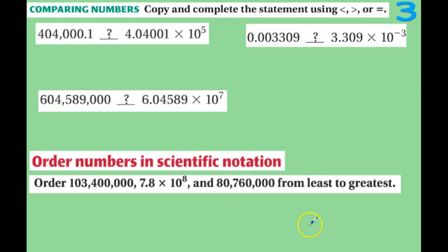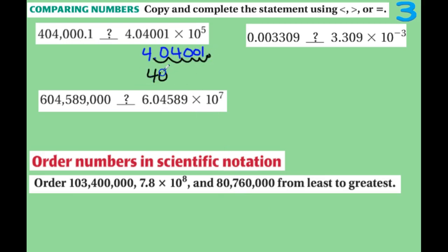Alright, next we're just going to compare two numbers and complete the statement using less than, greater than, or equal to. You can compare them in scientific notation, so we can convert this to scientific notation, or we can convert this to standard form. I'm going to convert to standard form because it just seems easier to me. We're moving our decimal 5 spots. 1, 2, 3, 4, 5.